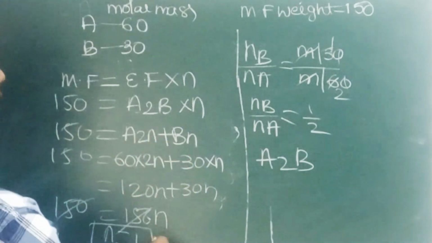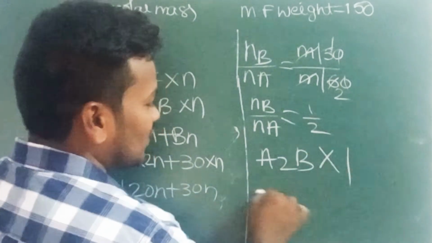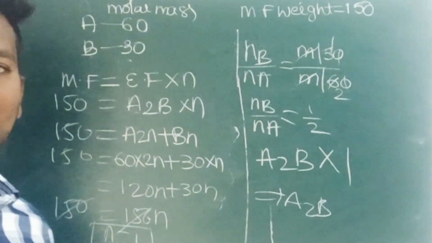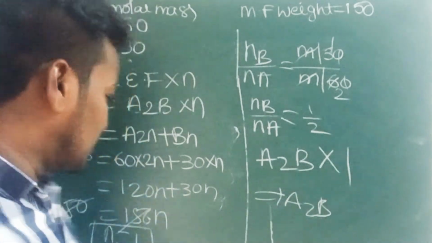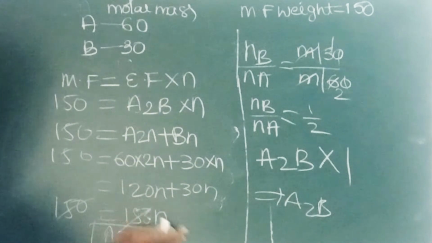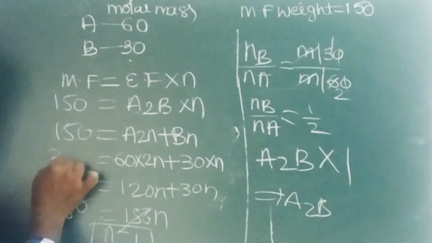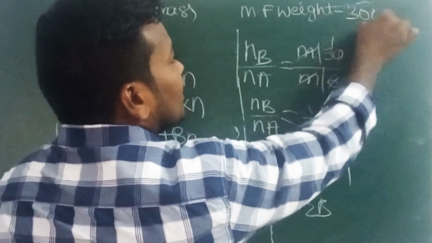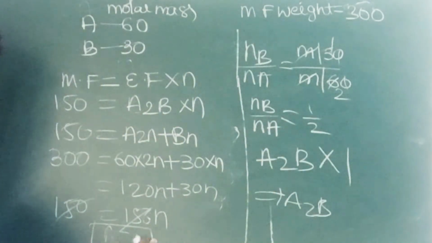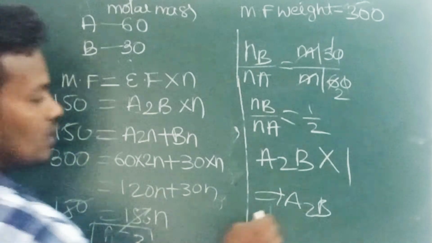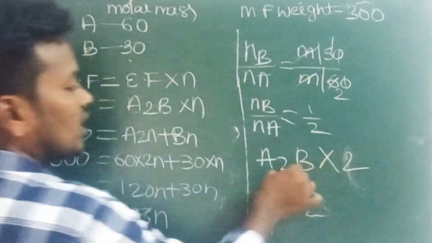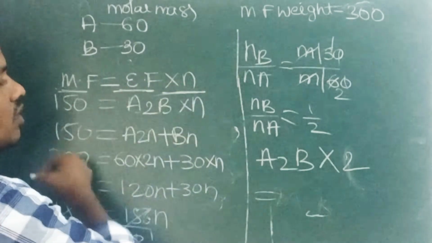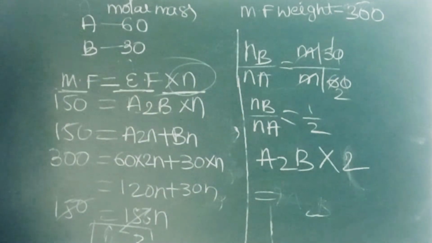n equal to 1 means if you multiply by 1 you get the same thing, so the molecular formula and empirical formula are the same here, A2B. For example, if they had given 300, you would get n as 2, and that time you have to multiply by 2, because molecular formula is equal to empirical formula into n. Like this you can easily calculate it.